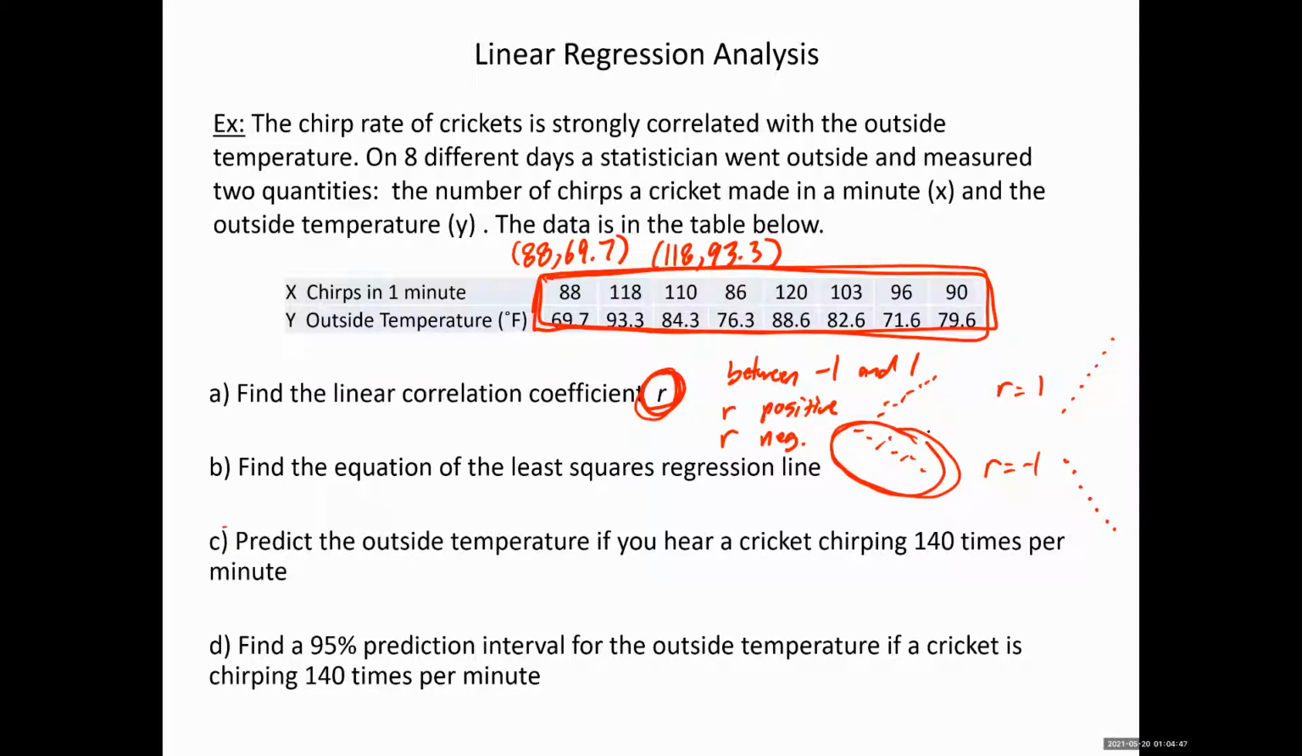Otherwise, if R is close to 0, then it means the data doesn't really look like a straight line. At least that's the story with R. You calculate R from this, and it gives you an idea of what your scatter plot looks like. We'll talk more about it later.